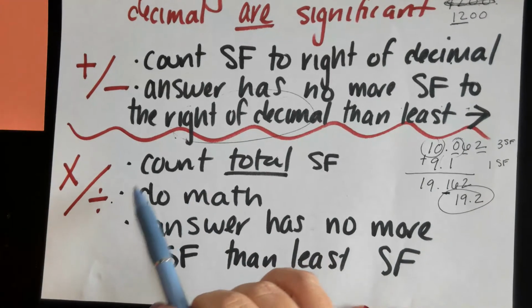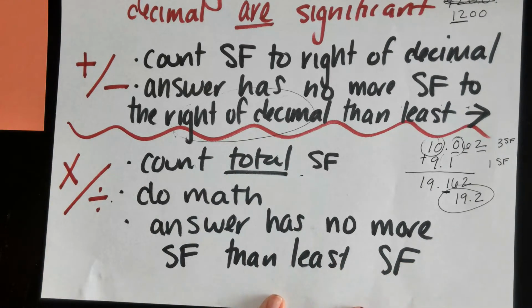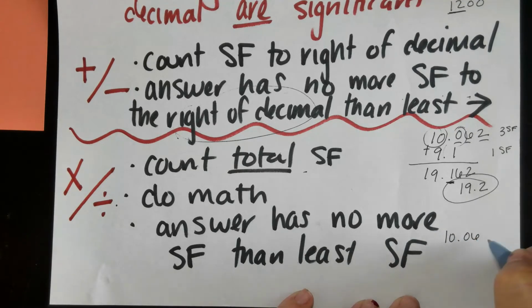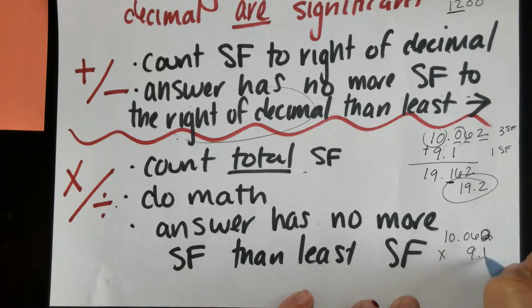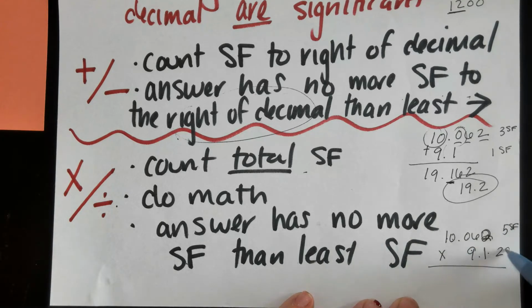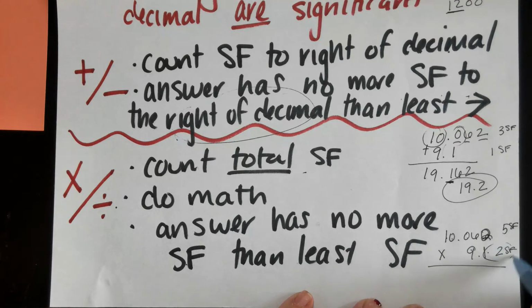When I multiply or divide, I want to count the total number of sig figs in the problem. We can do the same thing, 10.062, and I want to multiply that by 9.1, okay? Your answer has no more sig figs than the least number of sig figs. Well, let's take a look. 1, 2, 3, 4, 5. I have 5 total sig figs here. I have 2 sig figs there. My final answer can have no more than 2 total sig figs, and a lot of times this is where scientific notation really becomes important.